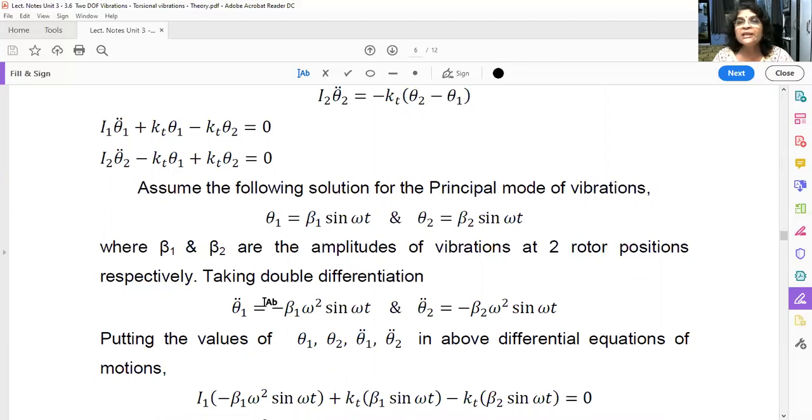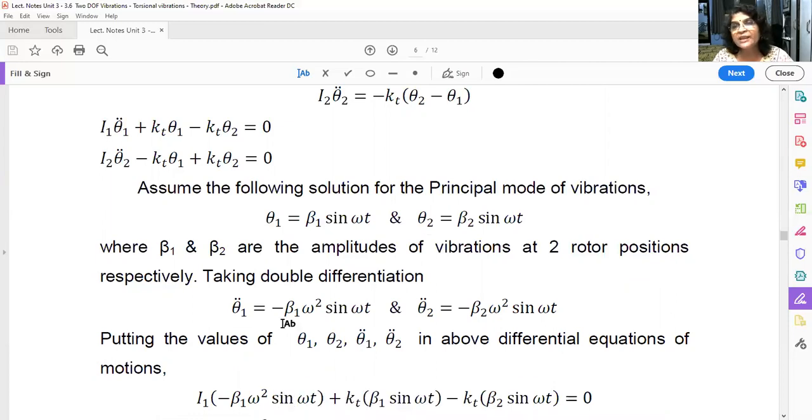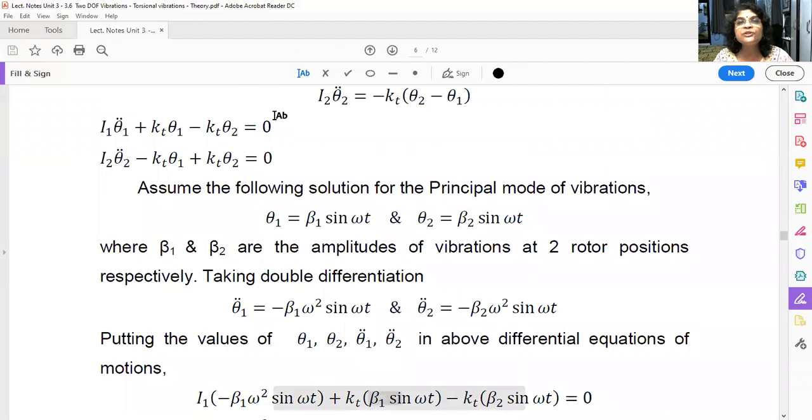Now, taking double differentiation of theta 1 and theta 2, what do we get? Theta 1 double dot is equal to minus beta 1 omega square sin omega t, and theta 2 double dot is equal to minus beta 2 omega square sin omega t. Now put the values of theta 1, theta 2, theta 1 double dot, theta 2 double dot in both the equations.